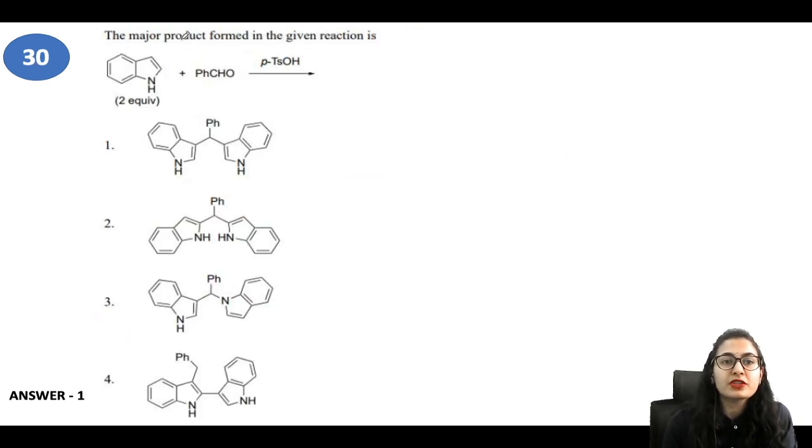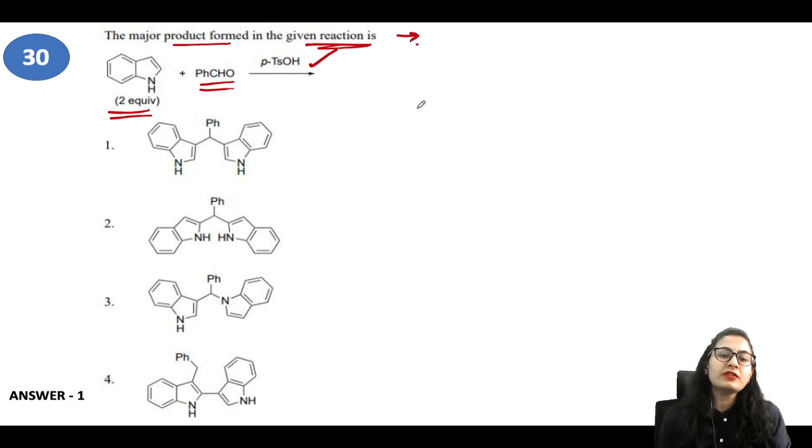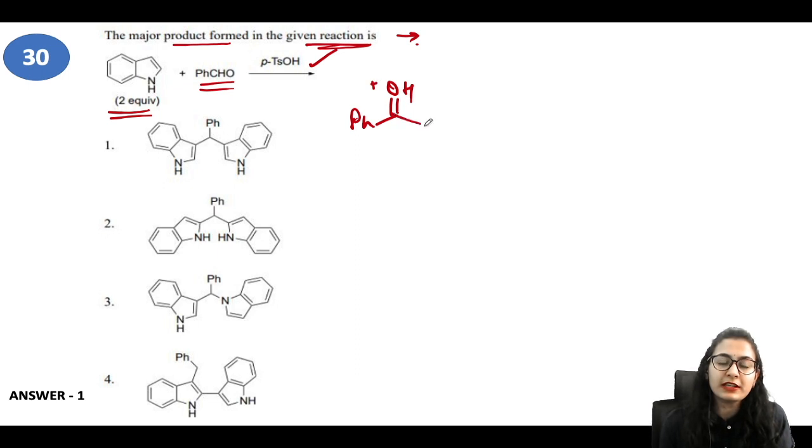Next, very important question, major product formed in the given reaction is. Now you see, 2 equivalents of indole is used along with aldehyde and a little bit of acid. So the question is only based on electrophilic attack. Let's say this is the electrophile in the presence of acid. It's going to be like this, protonated. Now, which is the position from which indole is going to attack? Absolutely, it is the third position. It is this position which is most nucleophilic.